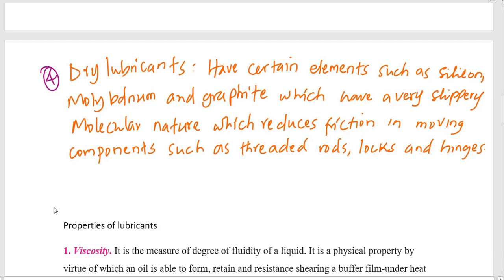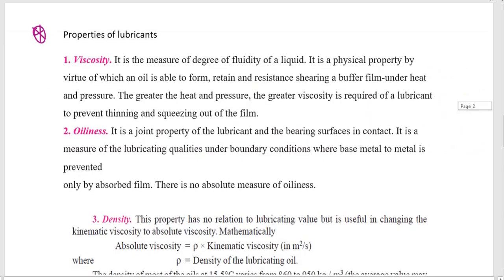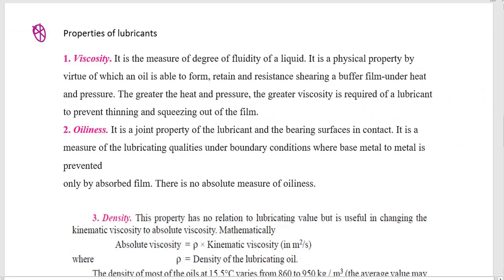Now let us look at the properties of lubricants. One, we have viscosity. This is the measure of degree of fluidity of a liquid. It is a physical property by virtue of which an oil is able to form, retain, and resist shearing a buffer film under heat and pressure. In other words, this oil with this kind of property called viscosity is able to form, retain, and give resistance to shearing a buffer film under heat and pressure.